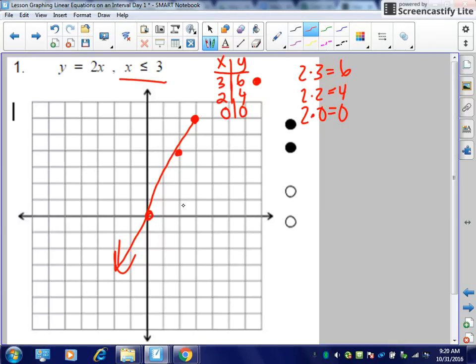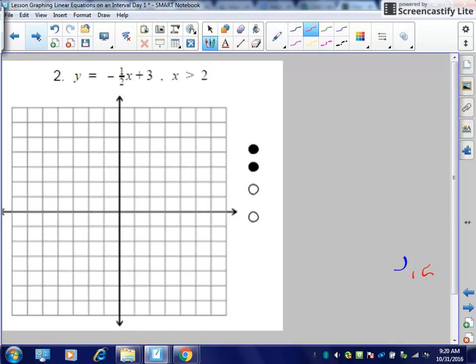Okay, so let's try another one. Okay, so this time we've got y equals -1/2 times x plus 3, and it says x greater than 2. Okay, so instead of graphing the whole equation, I'm going to make myself a table. And this number right here is going to be the first one I pick. Okay, so I'm going to pick 2 and I'm going to plug it in. So in my calculator, or whatever I'm doing to do my work mentally, however you're doing it. If you do -1/2 times 2, that's -1 plus 3 is 2. So that's going to be my first point.